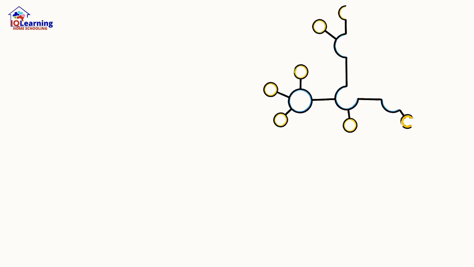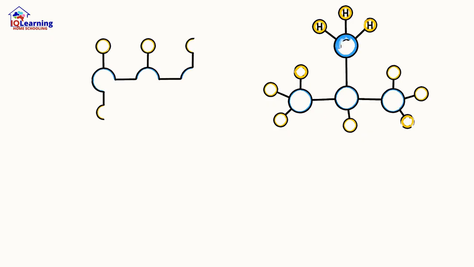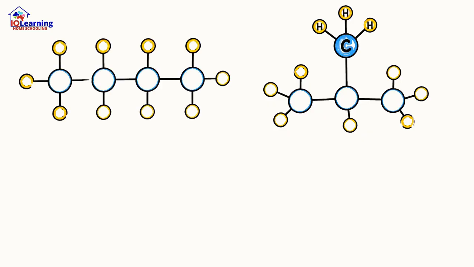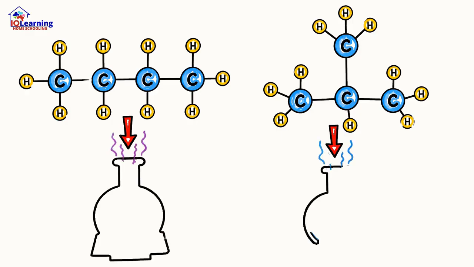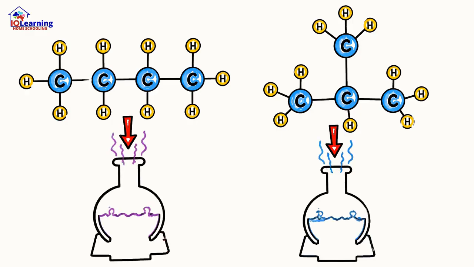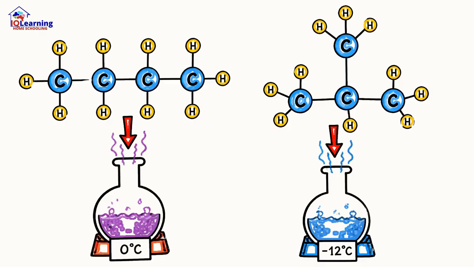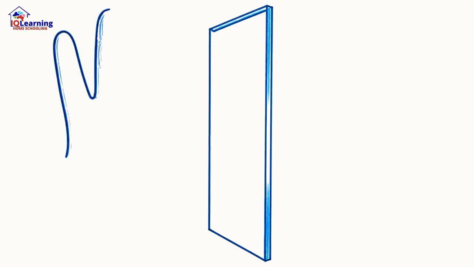For example, C4H10 can be butane, a long chain, or it can be isobutane, a branched chain. Butane boils at nearly 0 degrees Celsius, but isobutane, with the same atoms, boils at -12 degrees Celsius. That's a huge difference. The second type are stereoisomers.